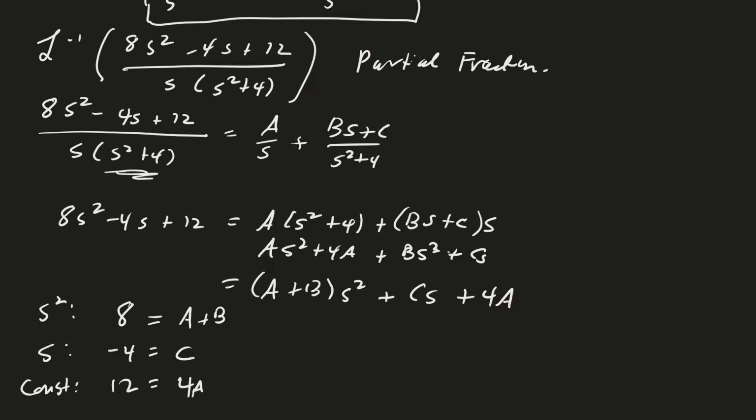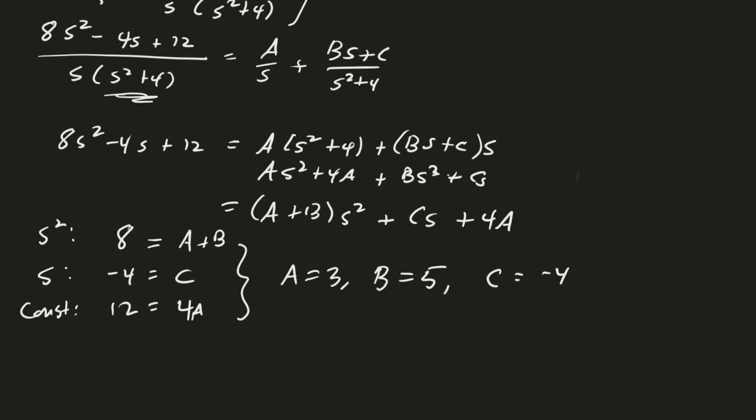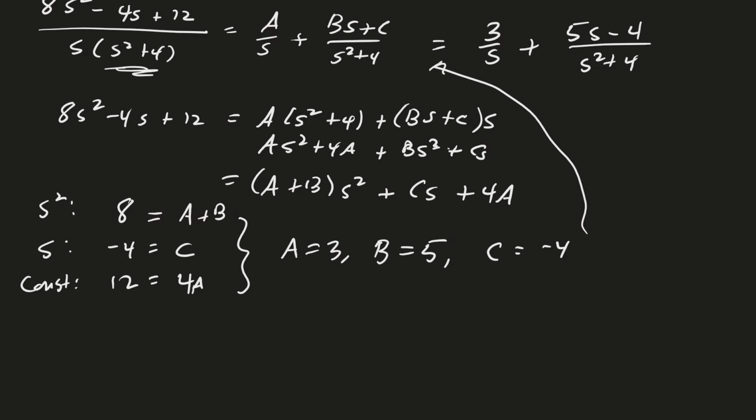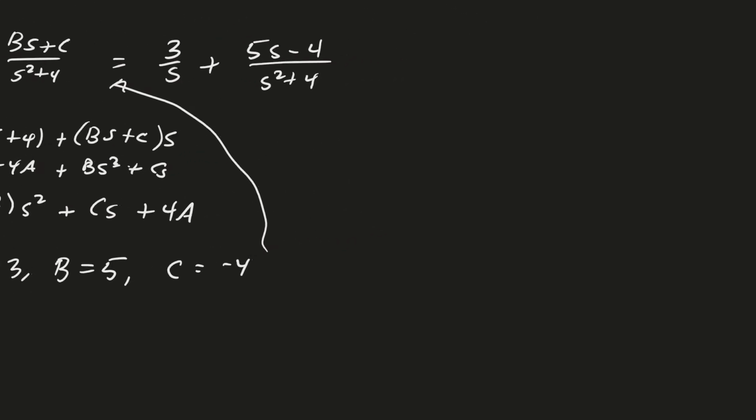And so in this case, it's real easy to solve. A is equal to 3. So b is equal to 5, it looks like, and then c is equal to minus 4. Very good. And so now we can write, let's just go back up here, this is equal to 3 over s plus 5s minus 4 divided by s squared plus 4. Good. Now, what am I going to do with that?